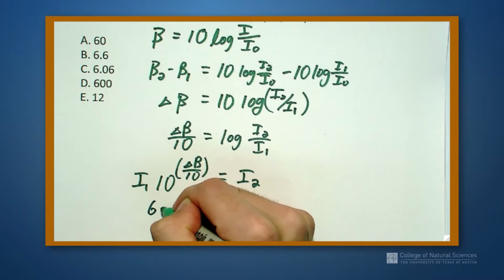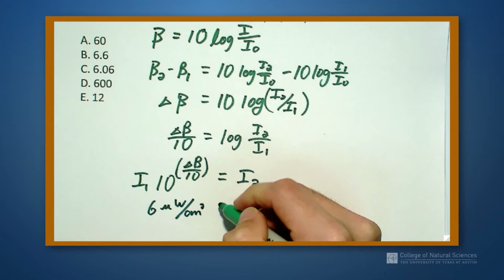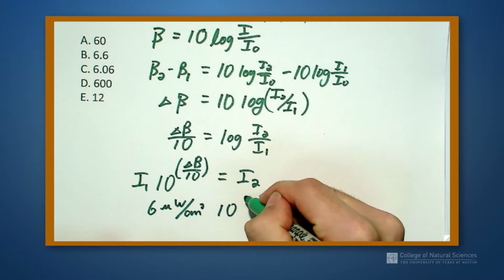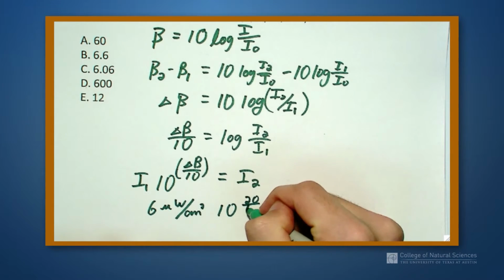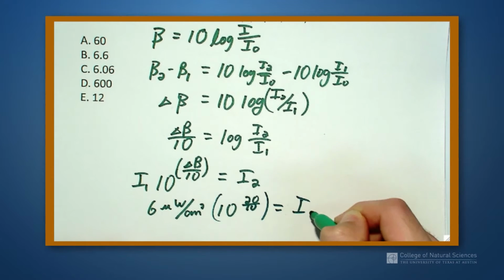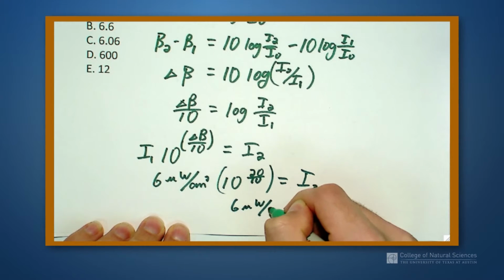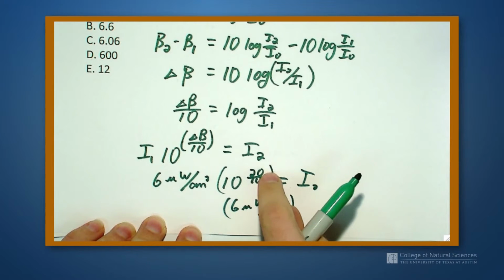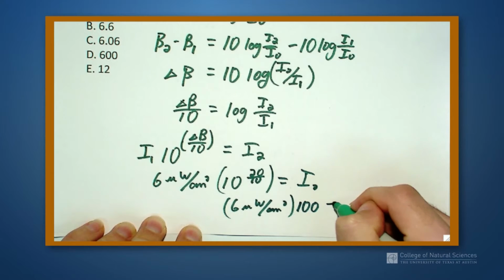So I have 6 microwatts per centimeter squared times 10 to the delta beta over 10. Well, delta beta is 20 decibels, so 20 decibels over 10. And this is going to be I2, which is the same as 6 microwatts per centimeter squared times 10 to the 20 over 10, which is 10 to the 2, which is just raising by a factor of 100.